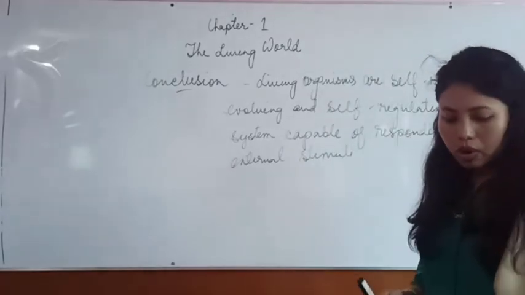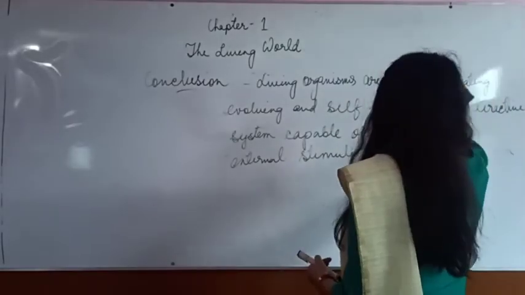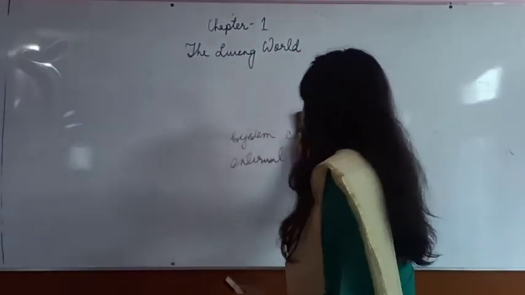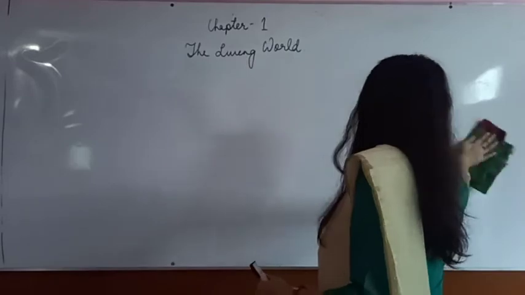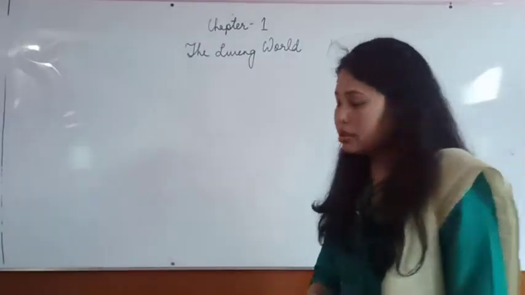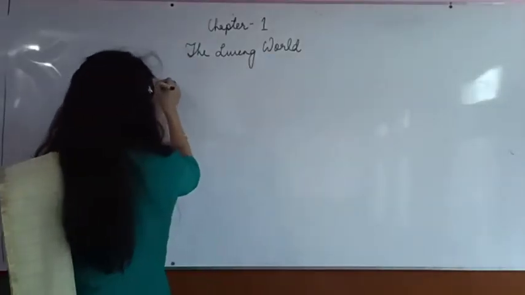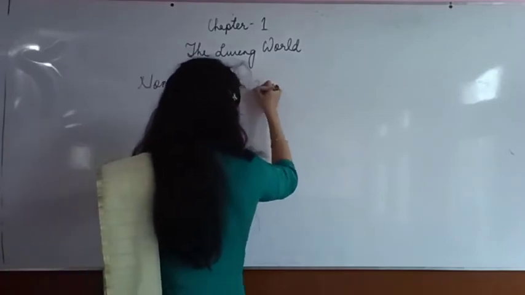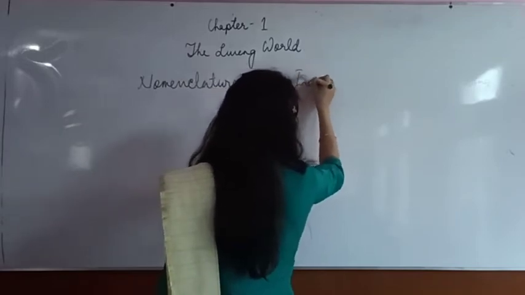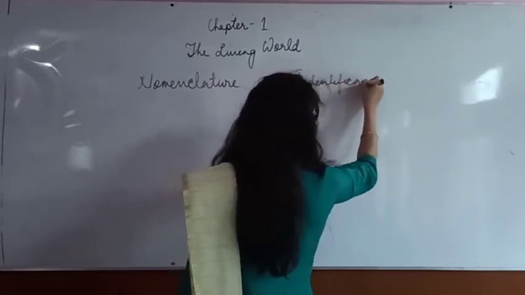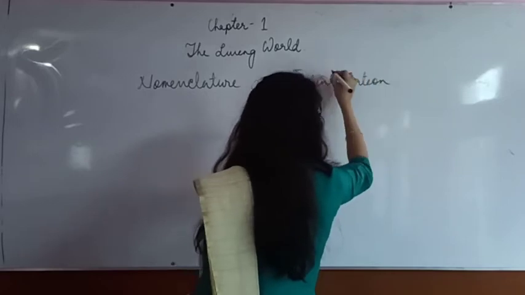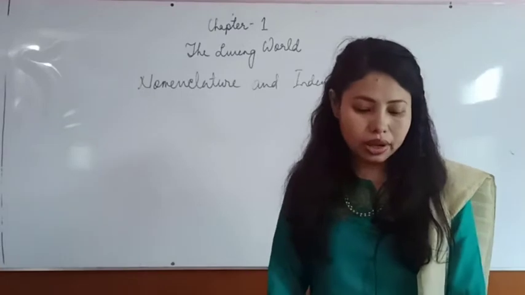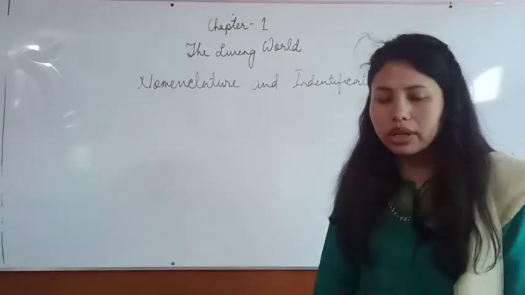So let's talk about the next topic for chapter number 1. The next topic is nomenclature and identification. Nomenclature and identification. So when I say nomenclature, what is nomenclature?